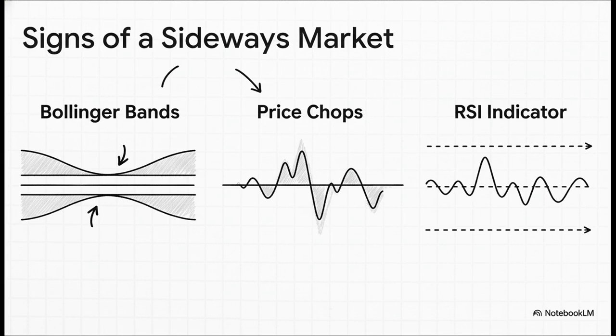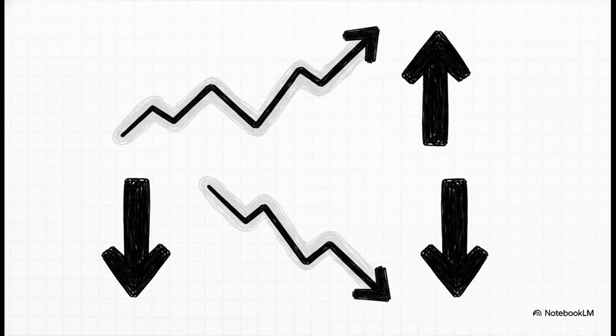So what does a sideways market look like? Well, there are a few dead giveaways. First, the Bollinger Bands will get really tight, like they're being squeezed. Second, you'll see the price just chopping back and forth around that middle line. And third, the RSI will be stuck in that boring no man's land between 30 and 70. If you see this happening, the best trade is no trade. Just wait.